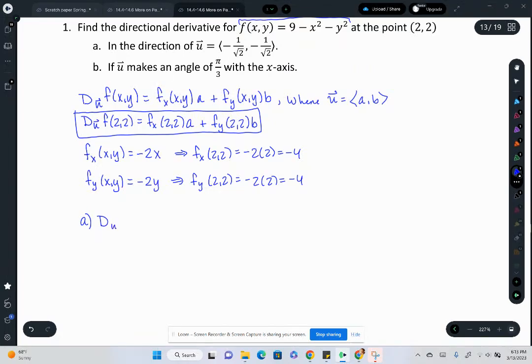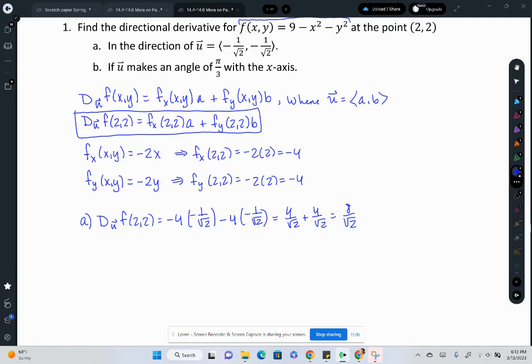The directional derivative in the direction of u of f at (2, 2) is equal to f sub x of (2, 2), which is negative 4, times a, which is negative 1 over the square root of 2, plus f sub y of (2, 2), so that's negative 4, times b, which is negative 1 over the square root of 2. This leaves me with 4 over root 2 plus 4 over root 2, or in other words, 8 over the square root of 2. I can rationalize that if I want, although it is not necessary. We can just leave our answer this way.